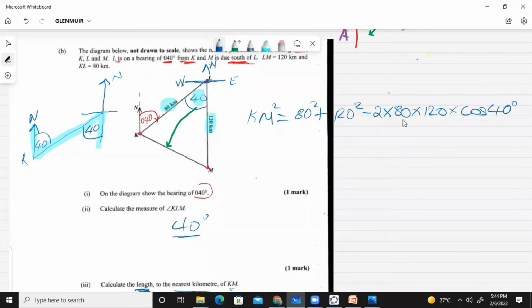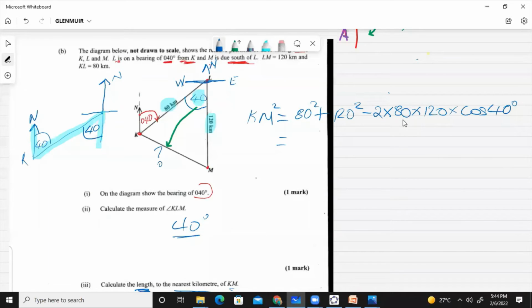This formula is given to you by CXC. So you look under the formula section. The moment you can identify that there is an angle between two known sides and you're going across from it to find that side, you can utilize that formula and move on.